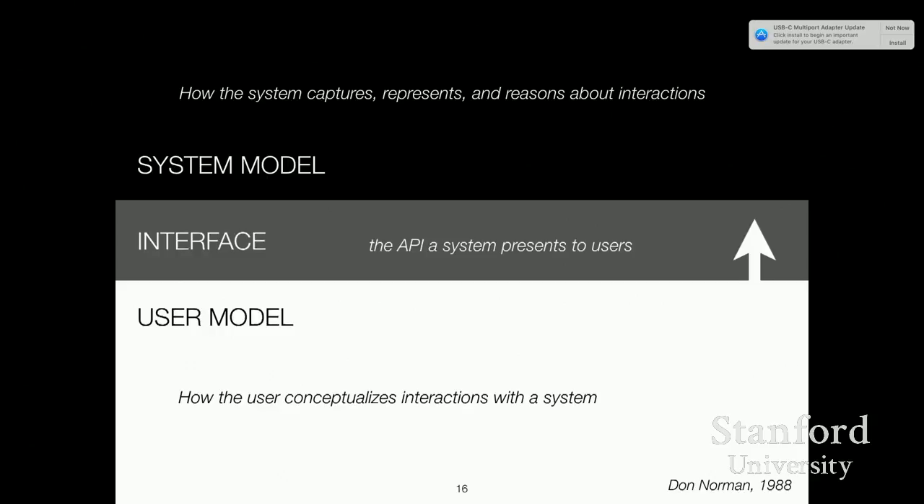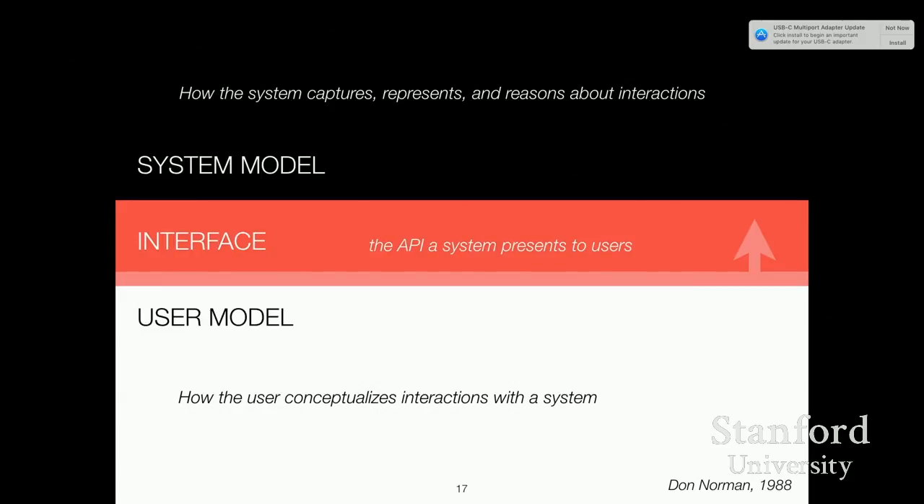And to do this, I'd like to step back and give a bigger picture of how users interact with systems. So you have a system, and you have an API or a kind of interface that system presents. But just as critically, you have this idea of a user model, or how a user conceptualizes interactions with a system. And what's really important here is that when there's a mismatch between how a user understands a system and how a system actually works, you can often run into these big problems.